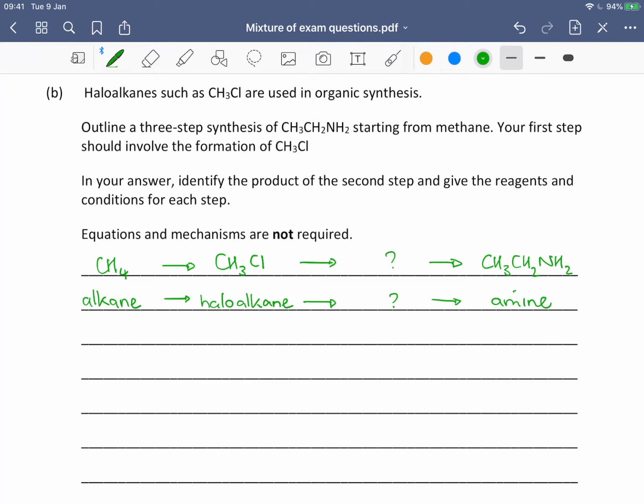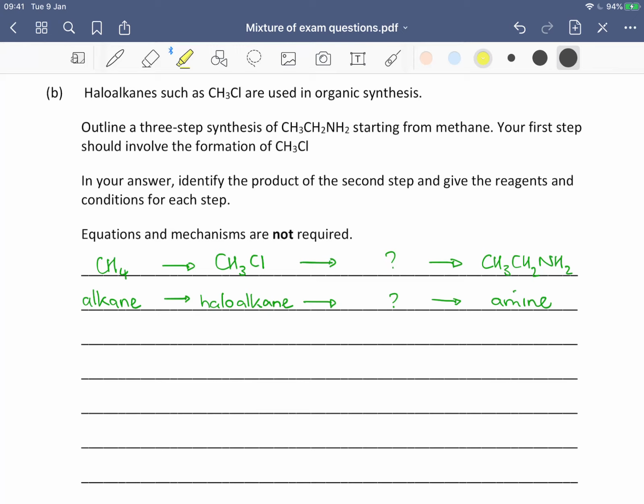So before we start doing step 1, etc., I think it's very important for us to work out what our question mark represents here. Now we are making an amine, so there's 2 ways to make an amine. We can either react a haloalkane with ammonia, or we can reduce a nitrile.